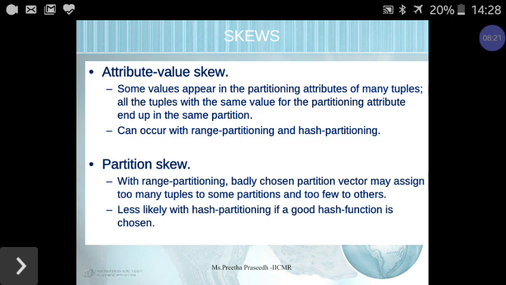Partition skew happens with range partitioning, where a badly chosen partition vector may assign too many tuples to some partitions and few to the others. For example, in range partitioning on salary, three vector values are given: 1 lakh to 2 lakh, 2 lakh to 3 lakh, and 3 lakh and above. If within the organization 100 employees are in the 1 lakh to 2 lakh range, and only 4 or 5 employees are in 3 lakh and above, then one disk has 100 employee records while another disk has only 4 to 5 employee records. That is called partition skew on the basis of the partition vector chosen.